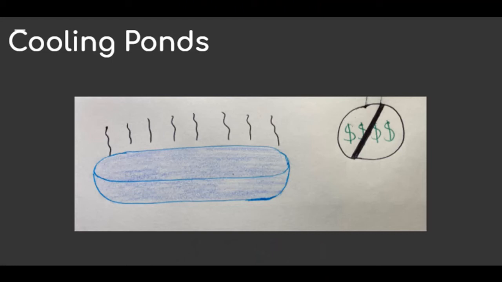Another thing factories can do is build cooling ponds. Cooling ponds are shallow ponds that have a large surface area to volume ratio, allowing heat loss to occur easily and more efficiently. Cooling ponds are typically used in areas where land is cheap or where other cooling methods are more expensive, or even if there are strict laws on thermal loading.